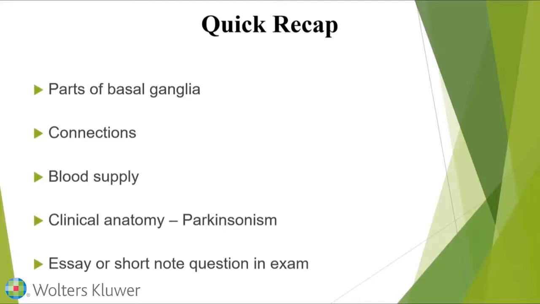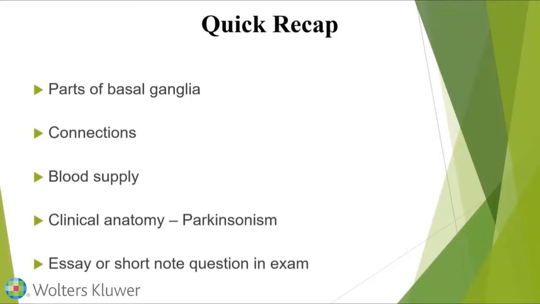The cerebral cortex will now interpret these signals and give the necessary motor signals to brainstem and spinal cord to bring about the necessary smooth, coordinated, voluntary movements. Blood supply is by the lenticulostriate branches of anterior and middle cerebral arteries. Clinical anatomy, we know about 4 conditions: Parkinsonism, chorea, athetosis and ballismus. So that is entirely about the anatomy of basal ganglia.